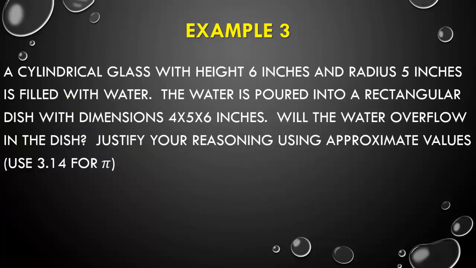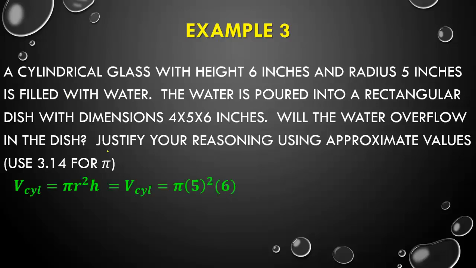Example 3: we have a cylindrical glass with a height of 6 inches and a radius of 5 inches, and it's filled with water. The water is then poured into a rectangular dish with the dimensions of 4 by 5 by 6 inches. Will the water overflow the dish? Okay, so we want to justify the reasoning using approximate values. So in other words, we're going to use 3.14 for pi. So let's start with how much water do we have? We need to find the volume of the cylindrical glass.